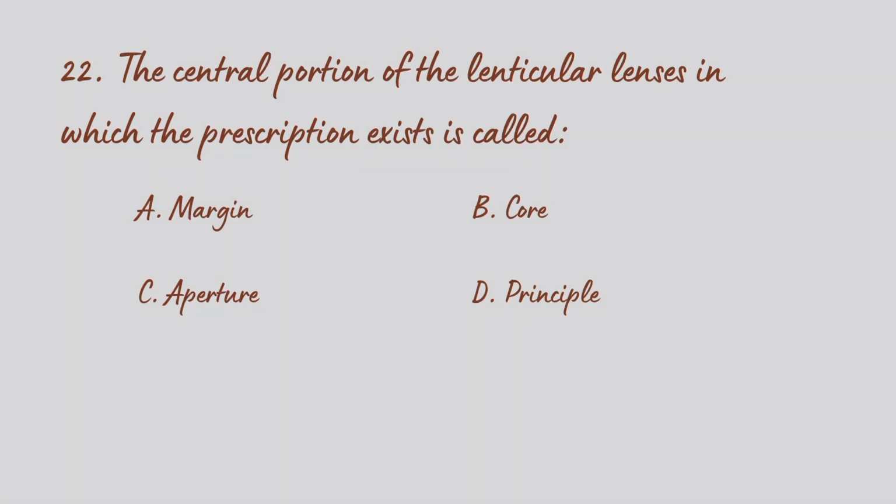Next question. The central portion of the lenticular lenses in which the prescription exists is called option A, margin, option B, core, option C, aperture, and option D, principal. Correct option is option C, aperture.